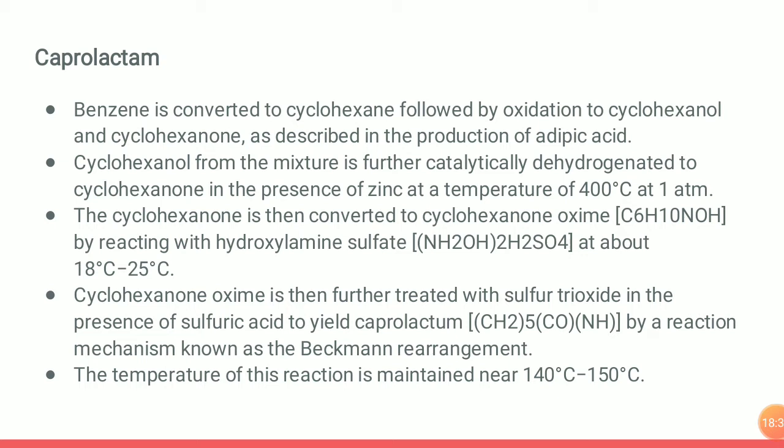Then the cyclohexanone oxime is further treated with sulfur trioxide, converting it into the required caprolactam. The mechanism is called the Beckmann rearrangement. The reaction temperature is maintained around 140 to 150 degrees Celsius. This is a very important raw material required for producing nylons.